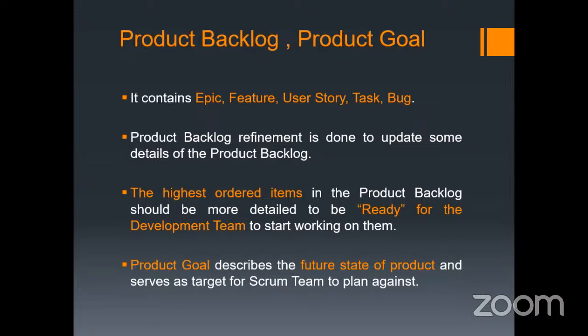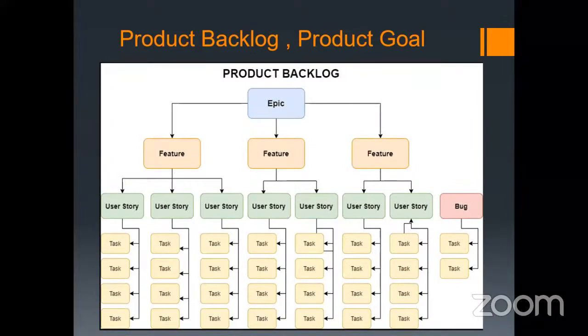The product goal describes the future state of the product. Means what exact product, what is the goal of the product. If you have to create one software, what exactly is the goal of that software, and for achieving that goal, what are the various tasks you need to perform? That is given in the product backlog, and the product backlog will always be cross-checked against the product goal. So this is how the product backlogs are given.